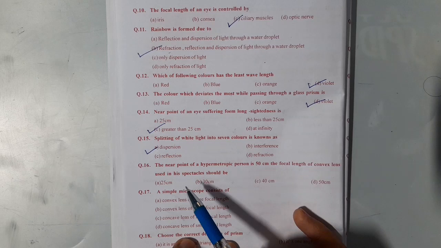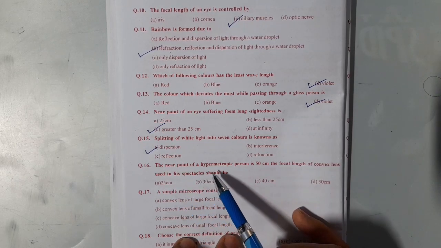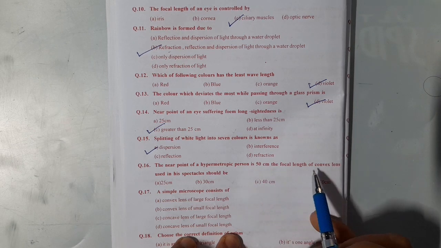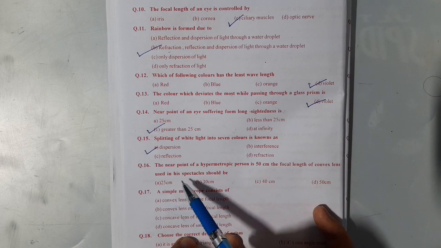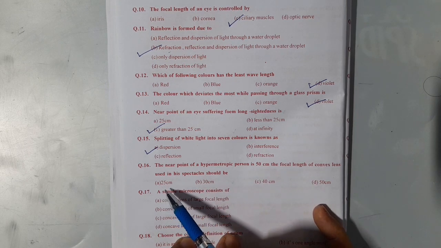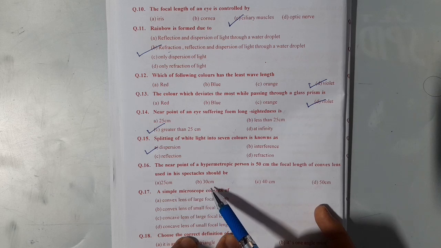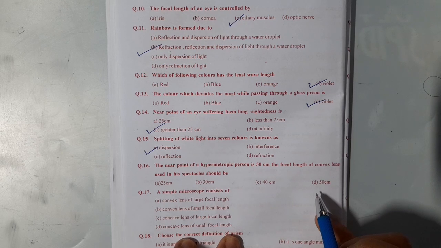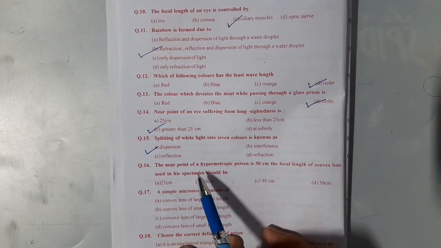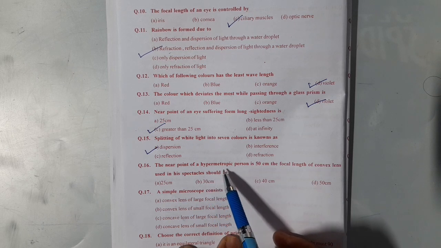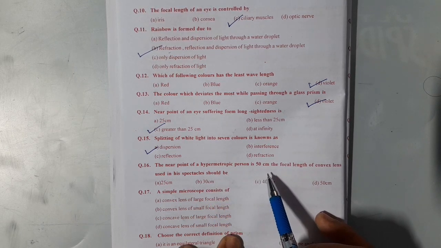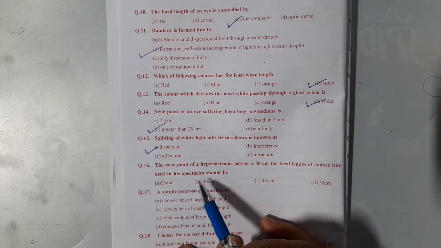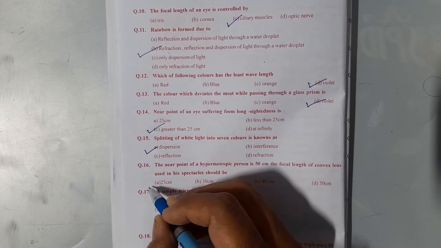Next question. The near point of a hypermetropic person is 50 centimeter. The focal length of convex lens used in spectacles should be option A 25 centimeter, option B 30 centimeter, option C 40 centimeter, or option D 50 centimeter. So students, we know that if the near point of a hypermetropic person is 50 centimeter, then the focal length of convex lens used in spectacles should be 25 centimeter.